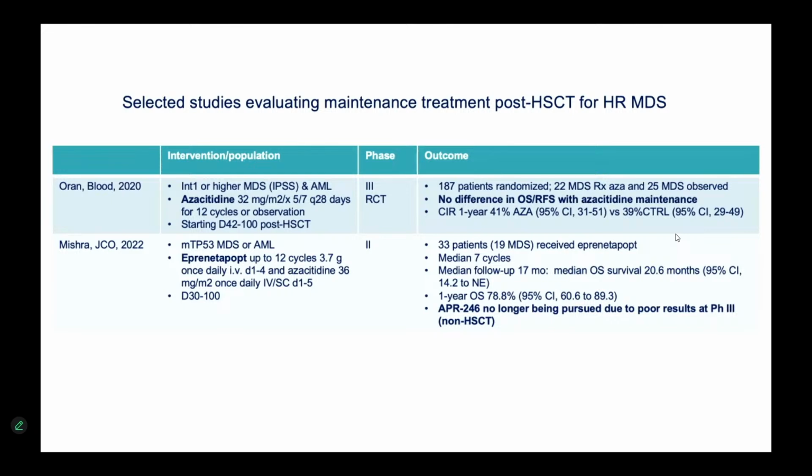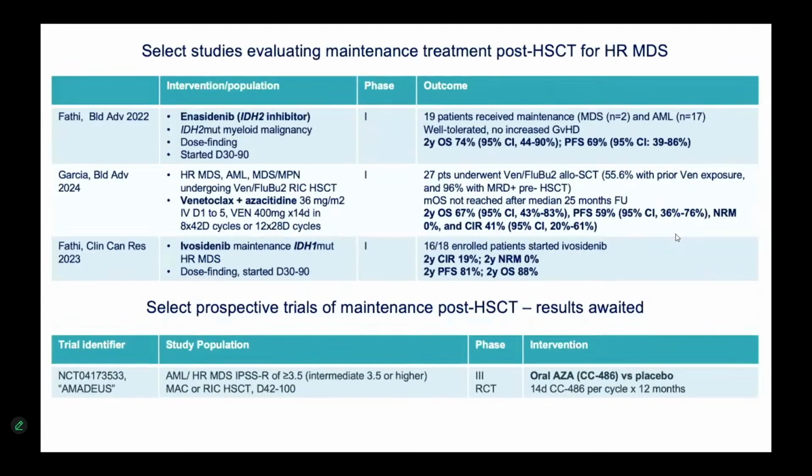In terms of maintenance post-transplant for high-risk MDS, there are a few studies that have been published, including some randomized phase 3 studies and a phase 2, looking at azacitidine maintenance and APR-246, but so far none of these clinical trials have shown benefit. And there are some other studies that have looked at drugs such as enasidenib, venetoclax and azacitidine, and ivosidenib in phase 1, but we need to await randomized studies.